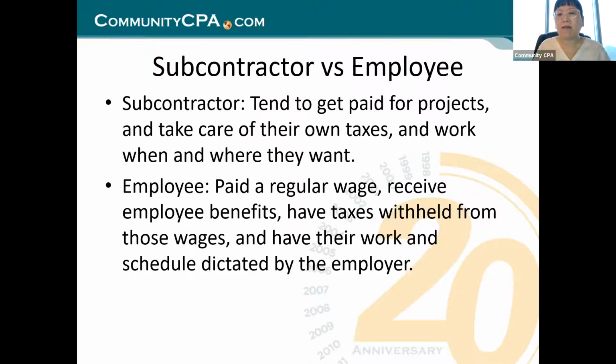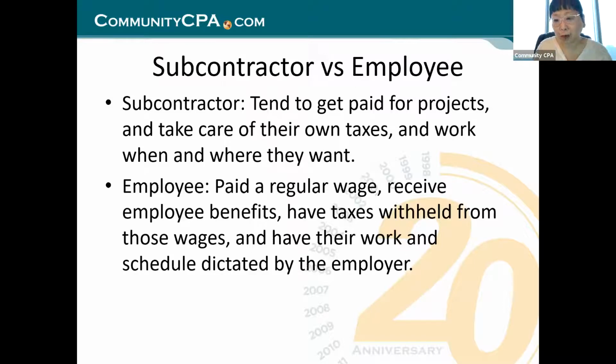Subcontractors tend to get paid for projects, and they take care of their own taxes, and they work when and where they want. So a subcontractor is not under your control. If you are a business owner and a control freak, you want to control everybody for everything, I say that because someone said that I'm that way. I just totally don't agree. And look at me, how can I be a control freak, right? But when you have a subcontractor, you absolutely cannot be a control freak. You have to let them do what they want, and they are just going to get your project done. And you don't have the responsibility, and you also should not supervise them the way you supervise your employee.